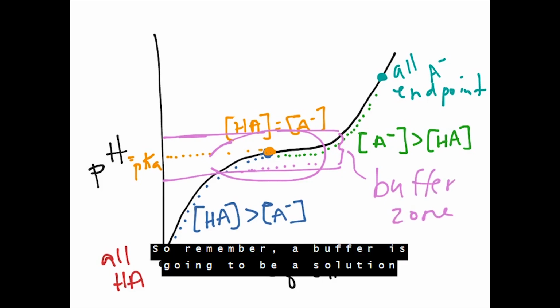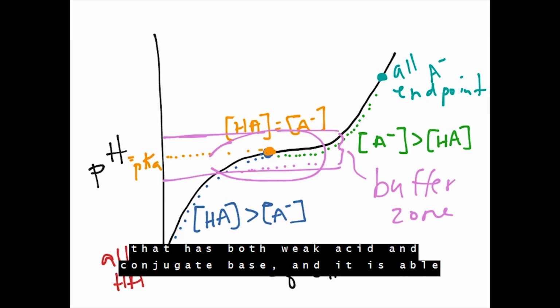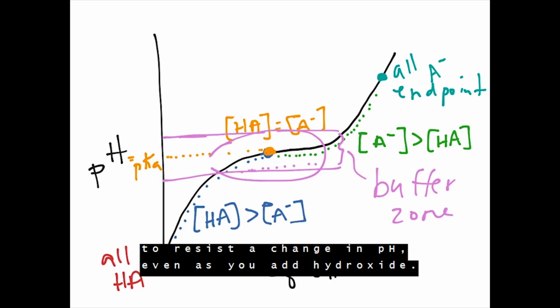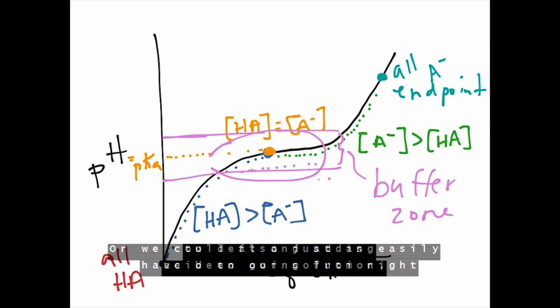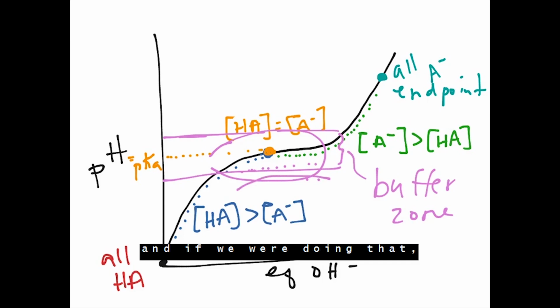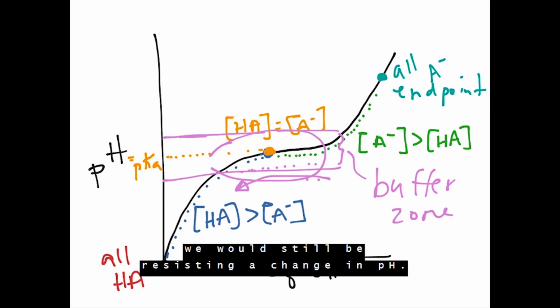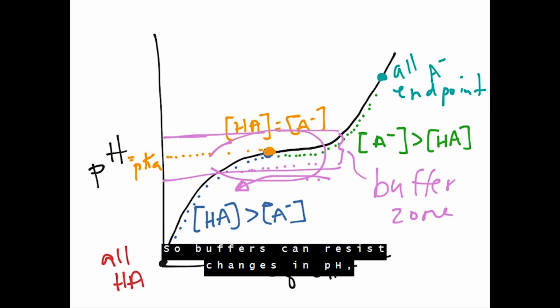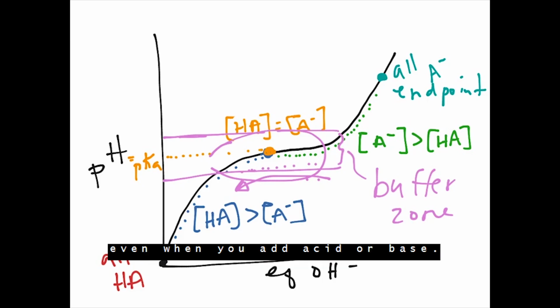So remember, a buffer is going to be a solution that has both weak acid and conjugate base, and it is able to resist a change in pH, even as you add hydroxide, or we could also just as easily have been going from right to left and adding acid to our solution. And if we were doing that, we would still be resisting a change in pH. So buffers can resist changes in pH even when you add acid or base.